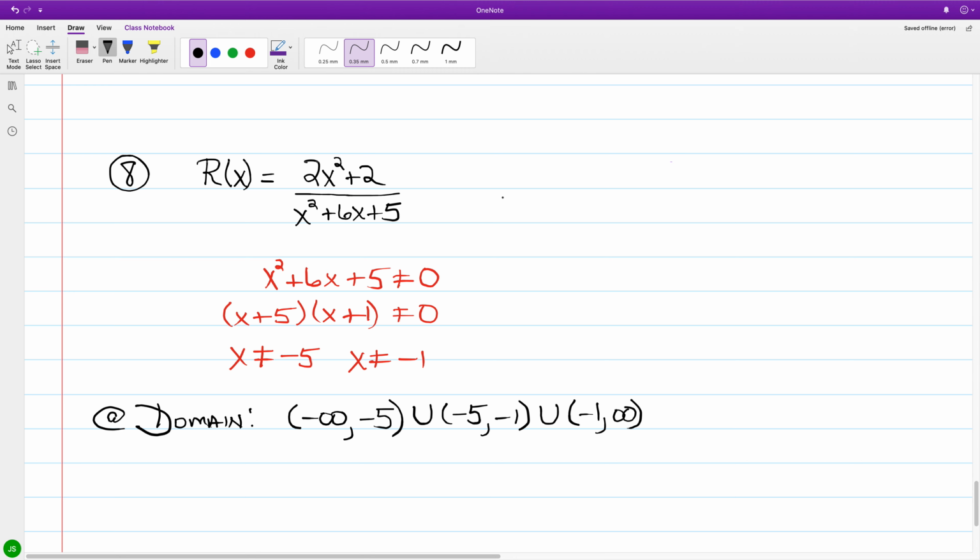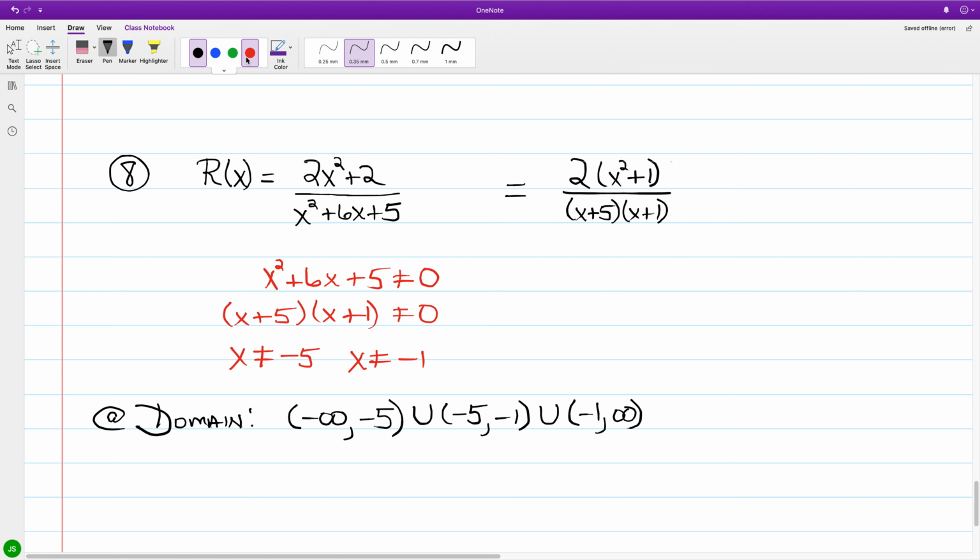Taking what we have now with the rational function, if I put it into factored form, I have 2 times the quantity of x squared plus 1, all over, once again, x plus 5 times x plus 1. And if you notice, neither x plus 5 nor x plus 1 is a factor of the numerator.